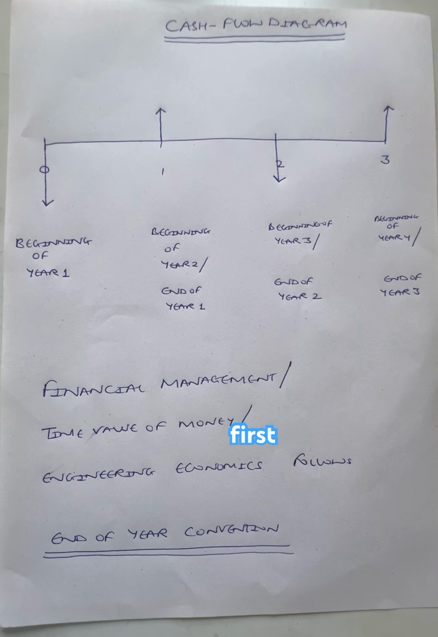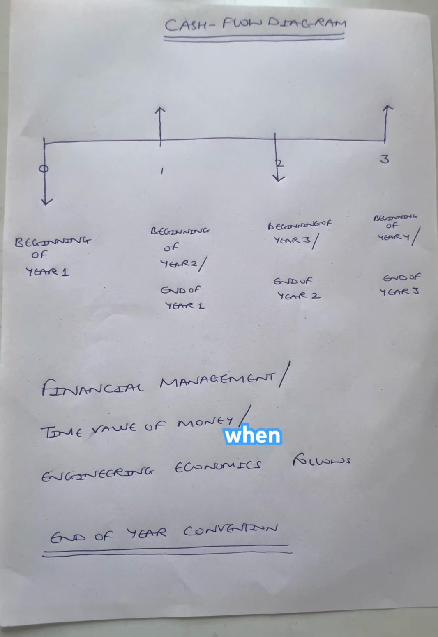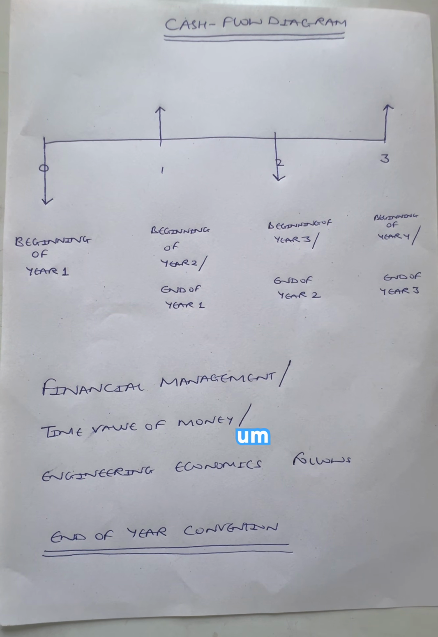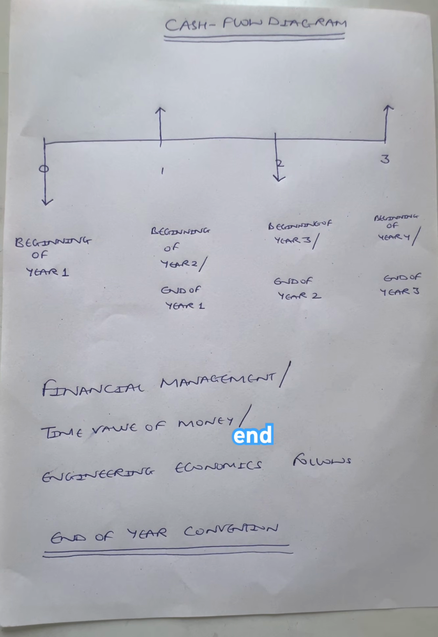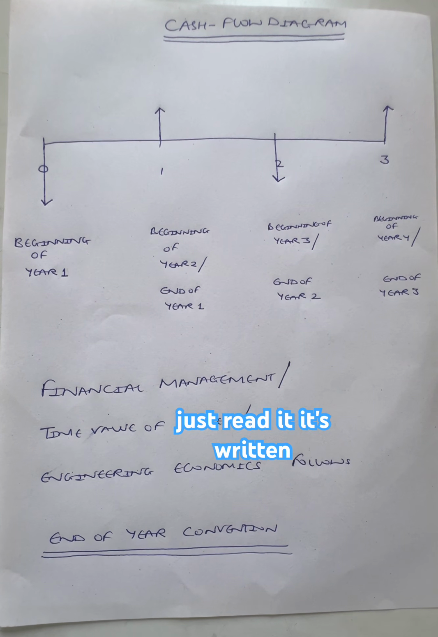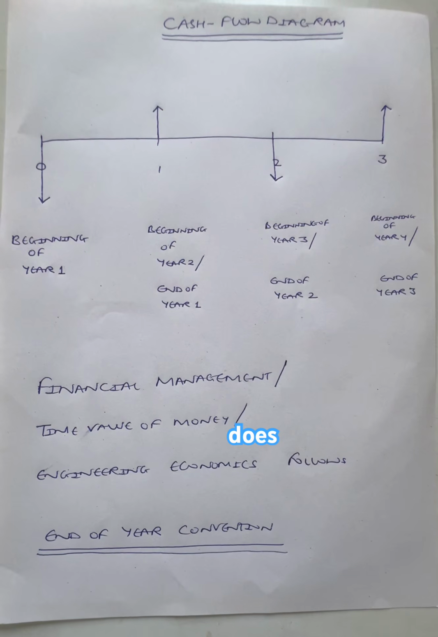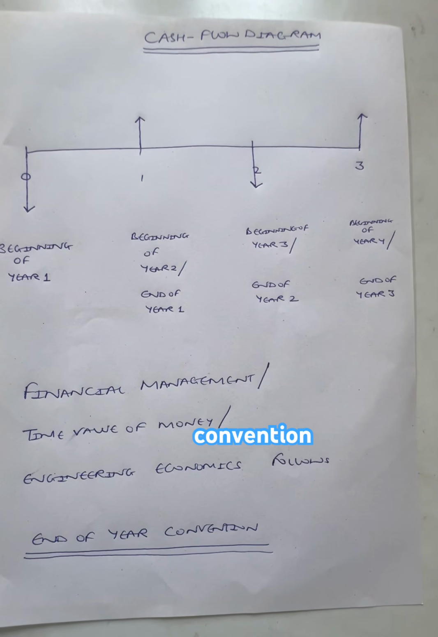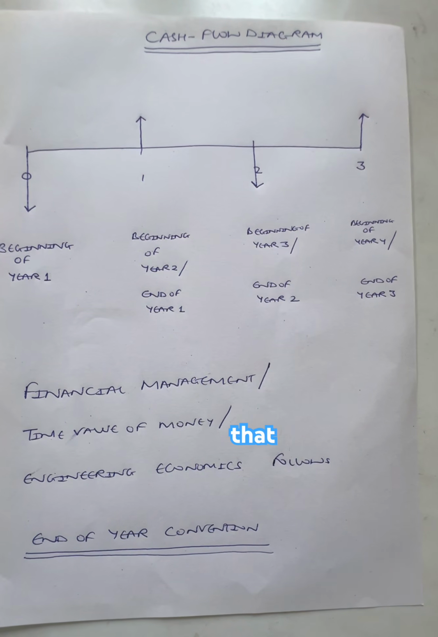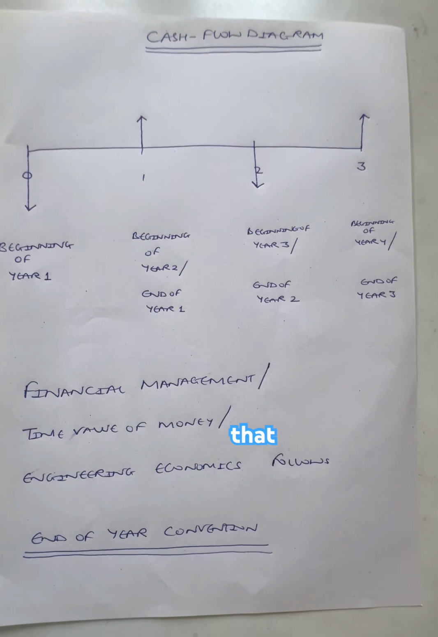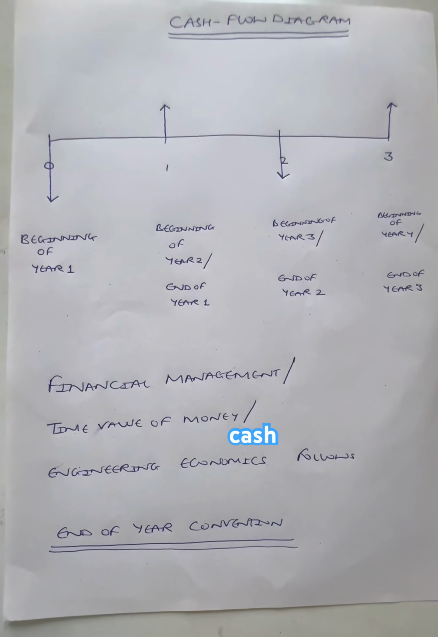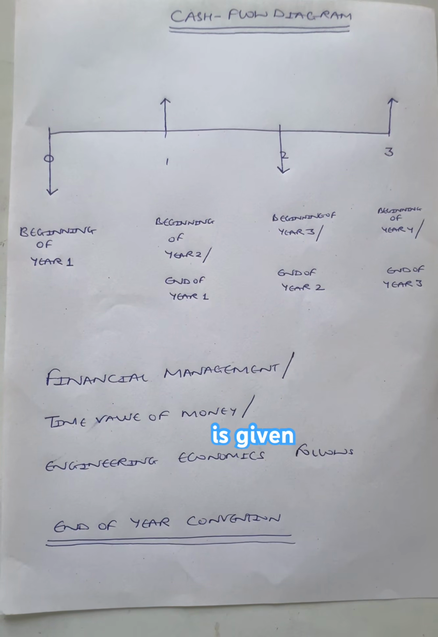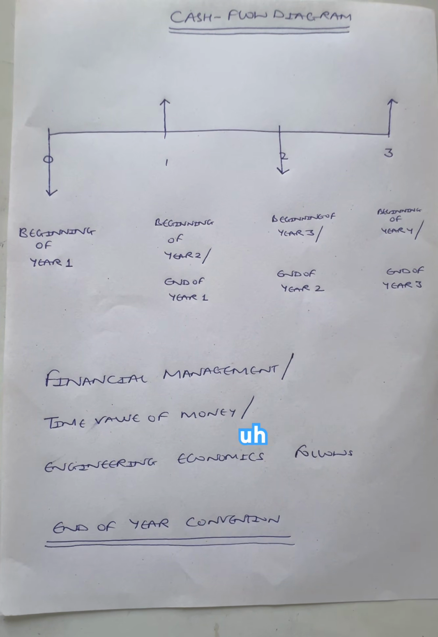First things first, there is a rule when we solve the questions of engineering economics. The rule is the end of year convention. You just read it, it's written there. So what does the end of year convention say? The rule of end of year convention says this, that all the cash flow that is given is plotted.